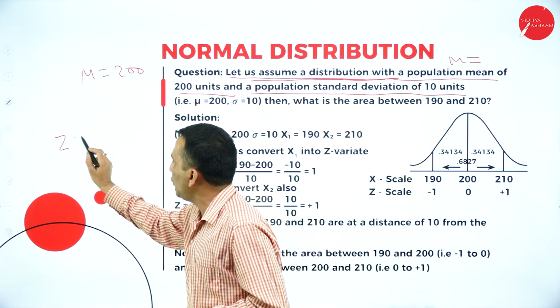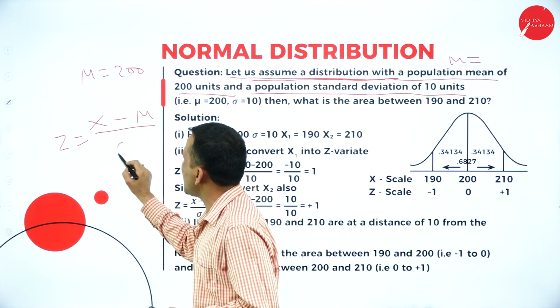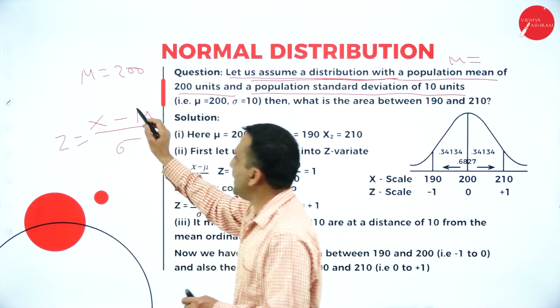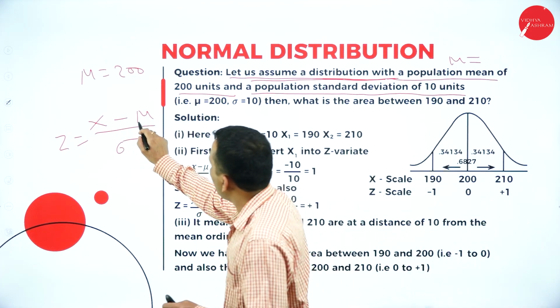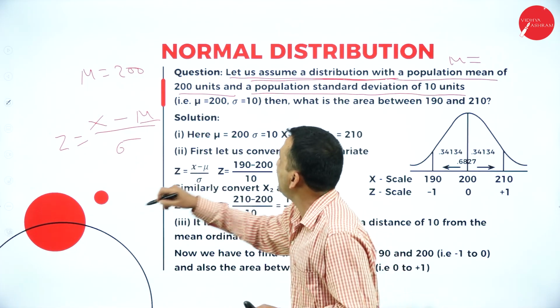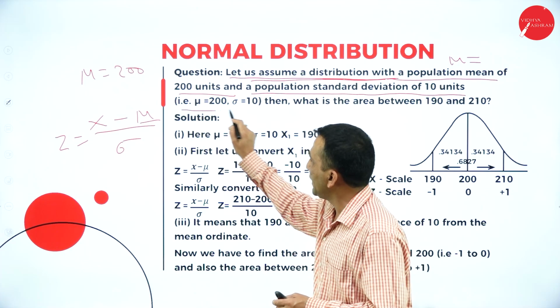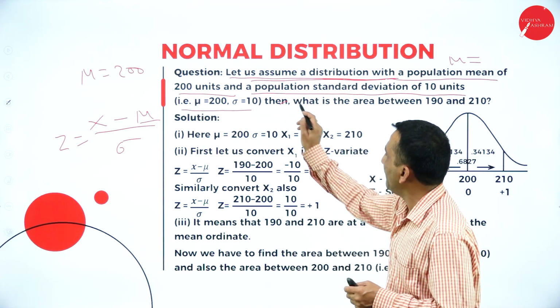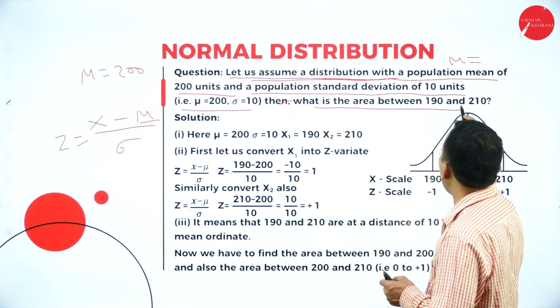Okay, we know the formula z is equal to (x minus mu) divided by standard deviation. So we need to identify whatever is required in the formula. We are getting x, the mu value is 200 and the standard deviation value is 10, given in the question. Again, I have clearly specified this in the question. Then the question: what is the area between 190 and 210?